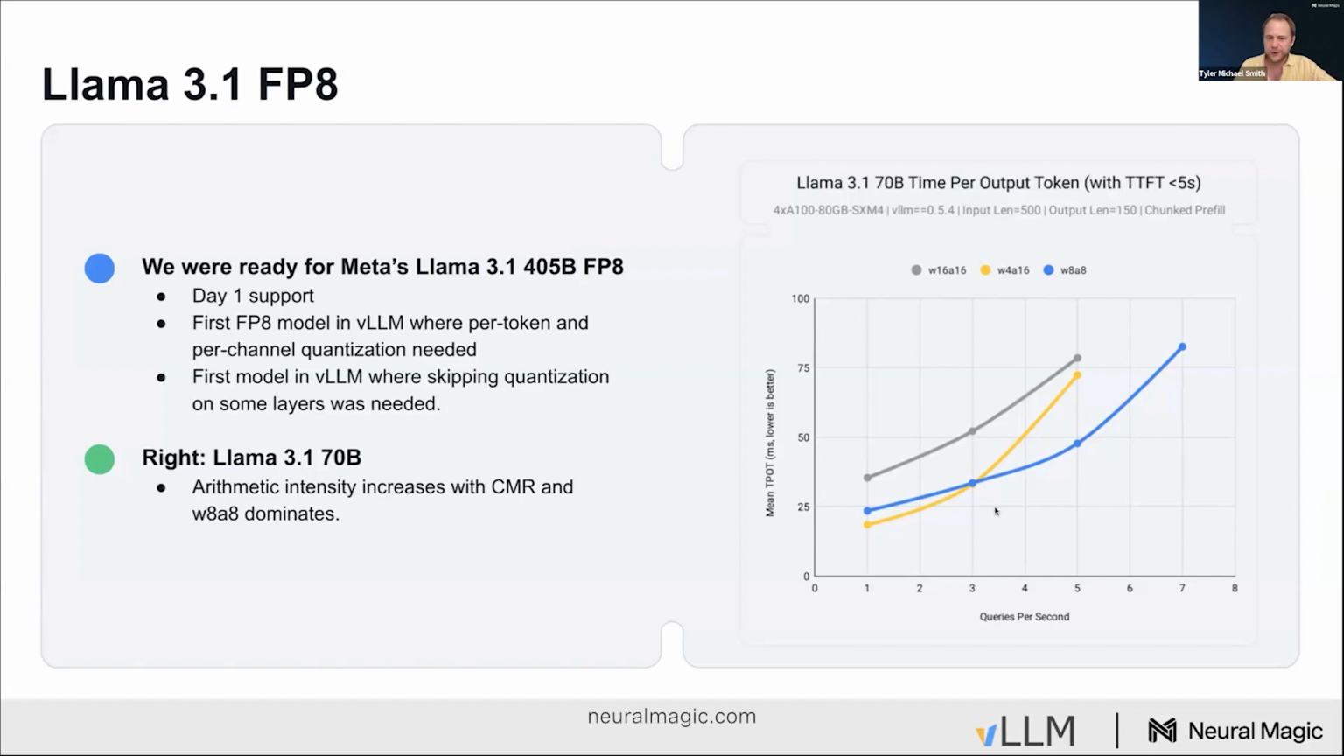On the right, you can see that as the queries per second increase, end-to-end performance switches. At a really low QPS, your gems have a really small M, a really small number of tokens, and are bandwidth limited, so weight-only quantization wins. But as you increase, W8A8 starts to dominate. Ultimately you want both, right? So we're looking at W4A8 as well.